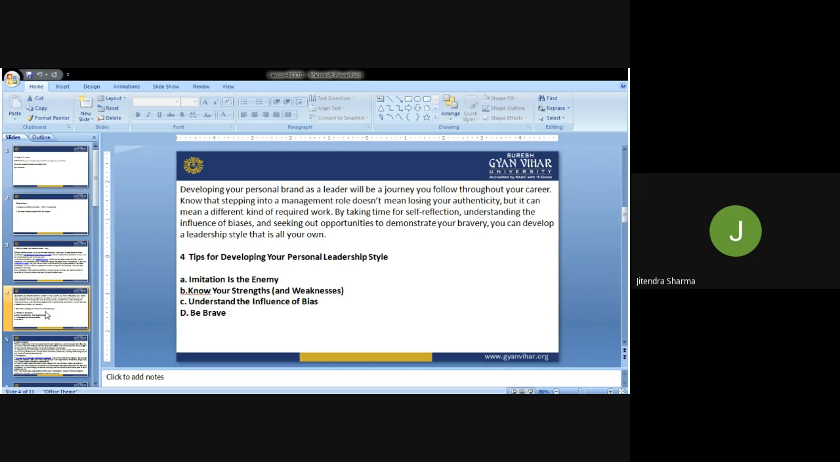What are the strengths he possesses, and what are the things that need to be improved. If you have this clarity with proper analysis, then you will become a very good leader. And these are the ways to develop a personal leadership style.